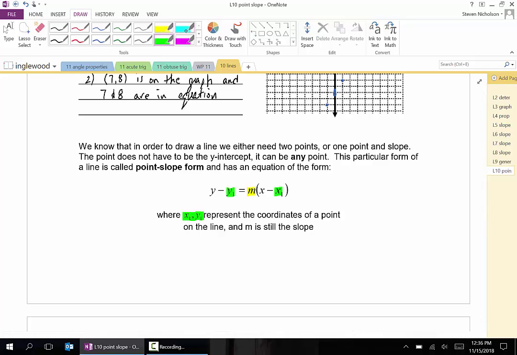Now, here's what we really have to be careful about. This minus and this minus are a part of the form of the line. And this is going to cause us a little trouble, but hopefully by doing a little bit of practice, we'll get past that.